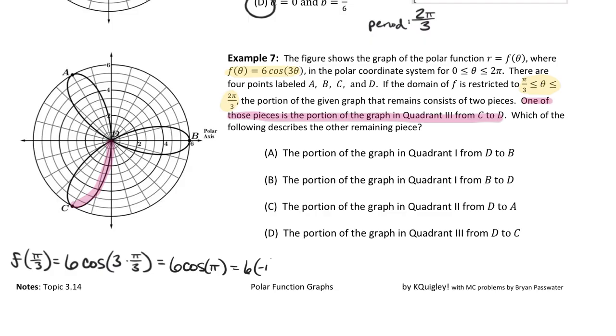Uh-oh, it's -1. Which means 6 times -1 is -6. So we should have a coordinate point of -6, comma pi over 3. So if I start at -6 and travel pi over 3, what coordinate point am I at? C. This is the coordinate point -6, comma pi over 3. Now that makes sense because we already said that that pink portion is one of the sections of my graph.